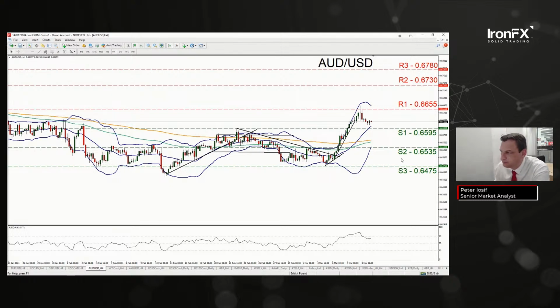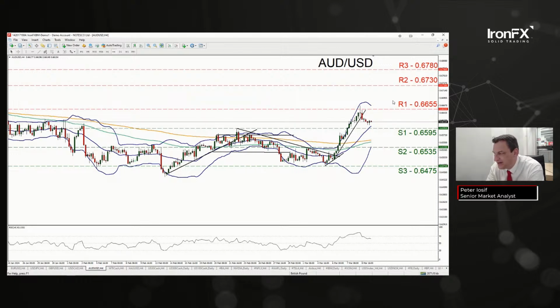Now, we have two elements which are very, very obvious here. The first element is the fact that the upward motion of the pair has been interrupted after hitting a ceiling at the 0.6655. It even briefly tested it, it breached it, but it was a false break and the pair quickly came back down. Seems to be stabilizing for the time being between the S1 0.6595 and the R1 0.6655.